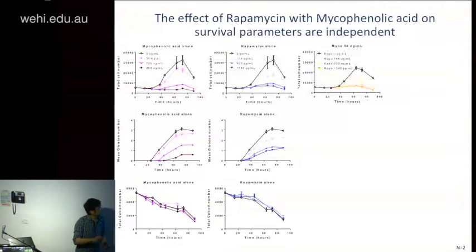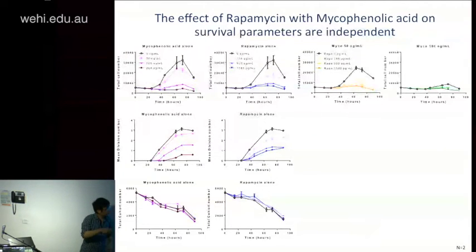So if you were to combine them together, this is mycophenolic acid at 50 nanograms per ml, titrated with increasing concentration of rapamycin. You can see that with increasing rapamycin concentration, you get a decrease in the total cell numbers over time. And you see that as well for mycophenolic acid at 100 nanograms per ml, where you get decreases in total cell numbers with increasing rapamycin concentration.